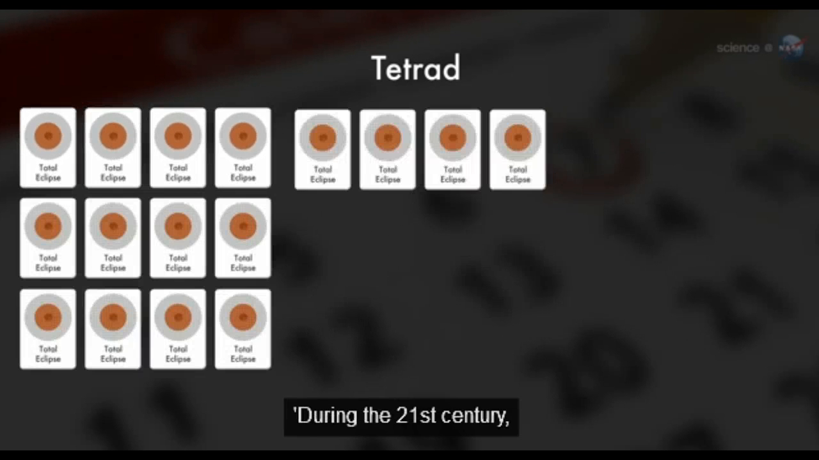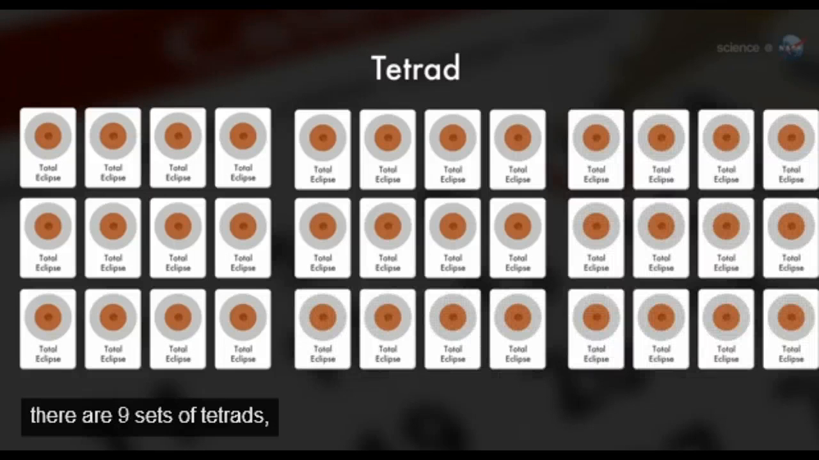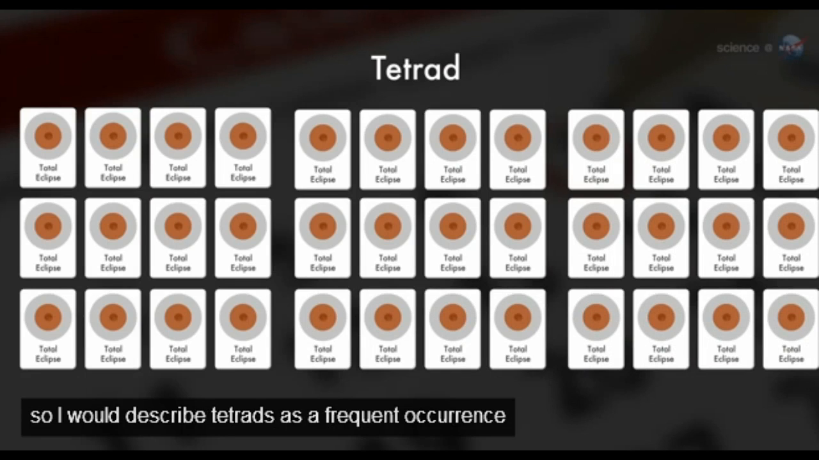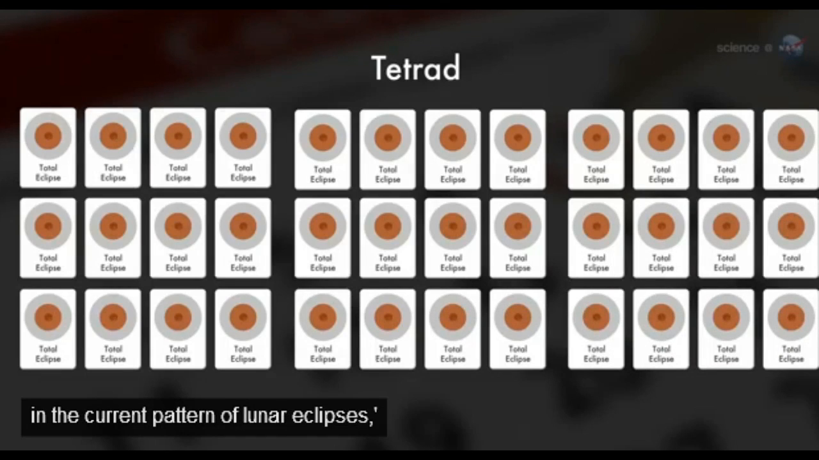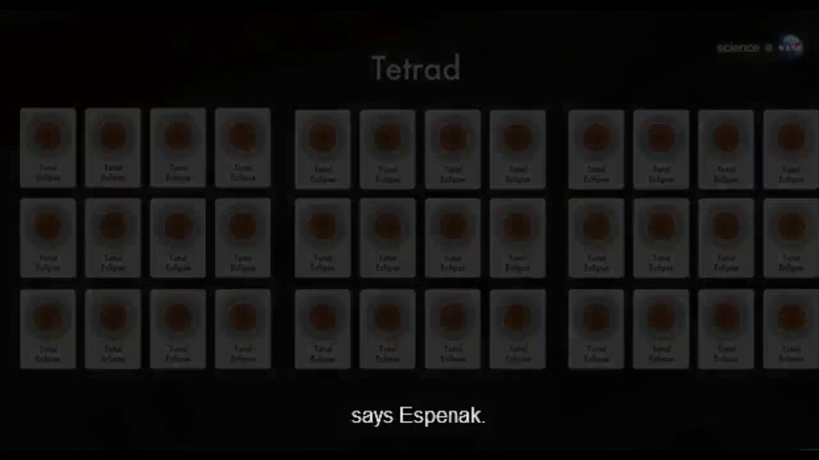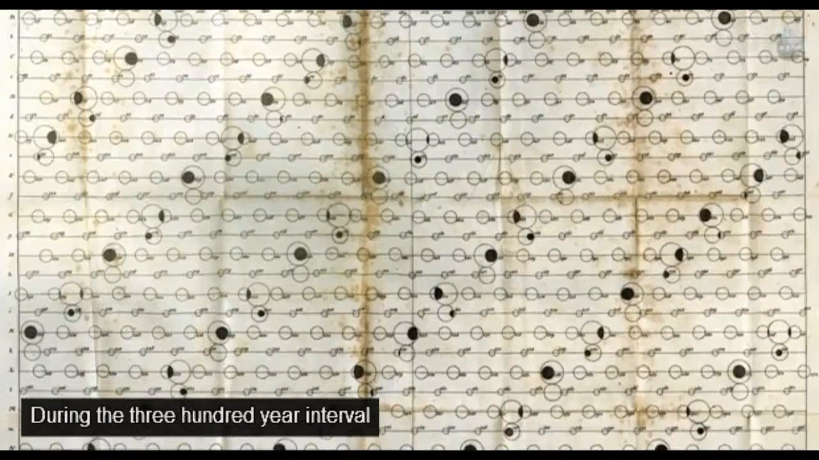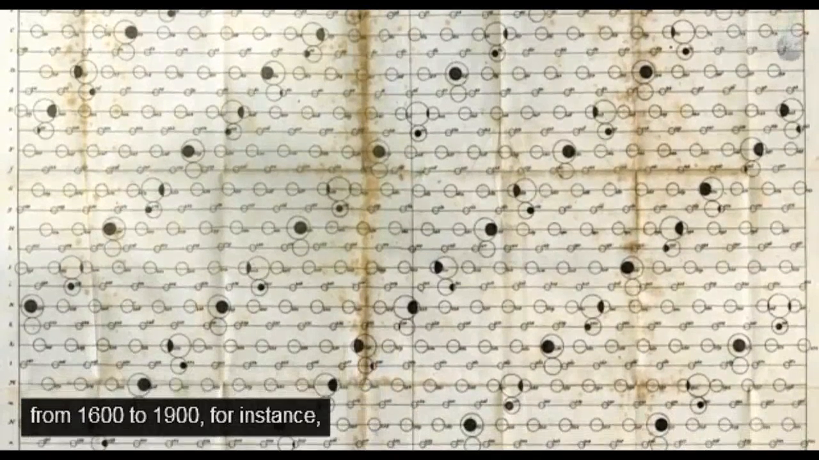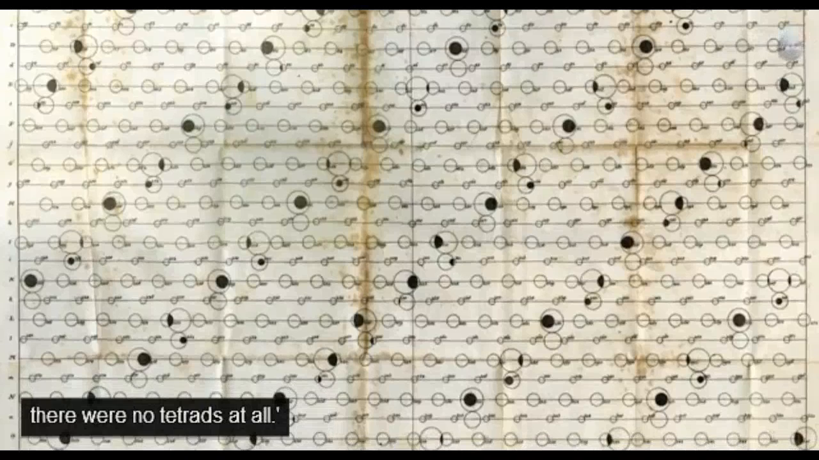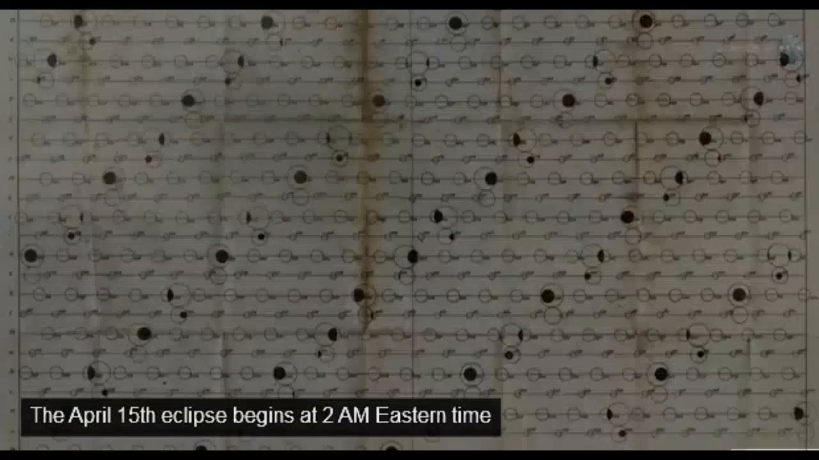During the 21st century, there are 9 sets of tetrads, so I would describe tetrads as a frequent occurrence in the current pattern of lunar eclipses, says Espenak. But this has not always been the case. During the 300-year interval from 1600 to 1900, for instance, there were no tetrads at all.